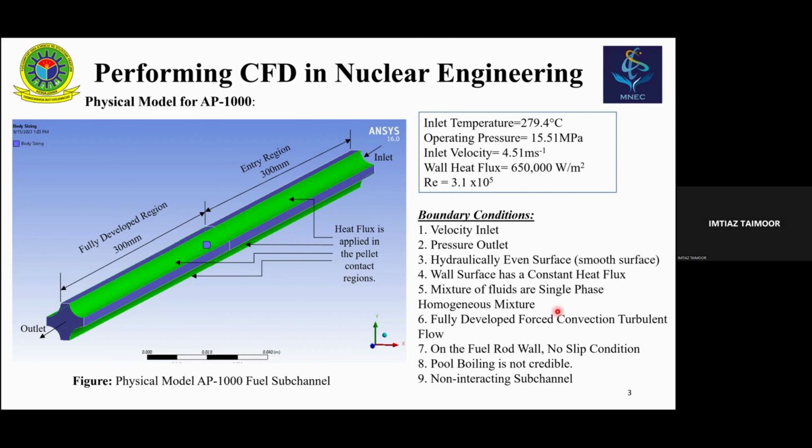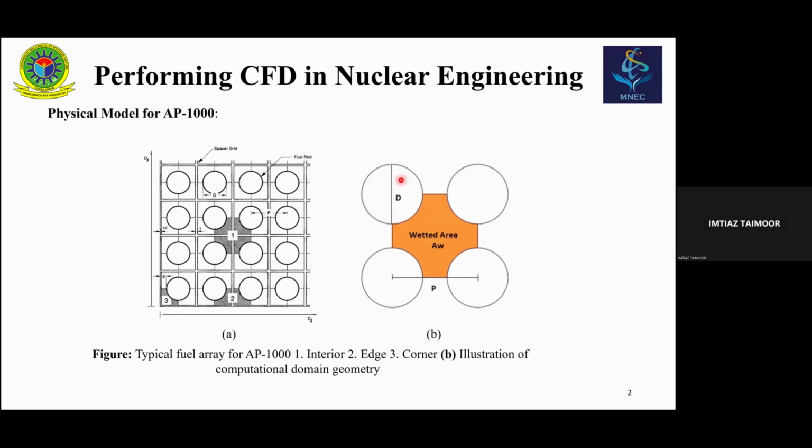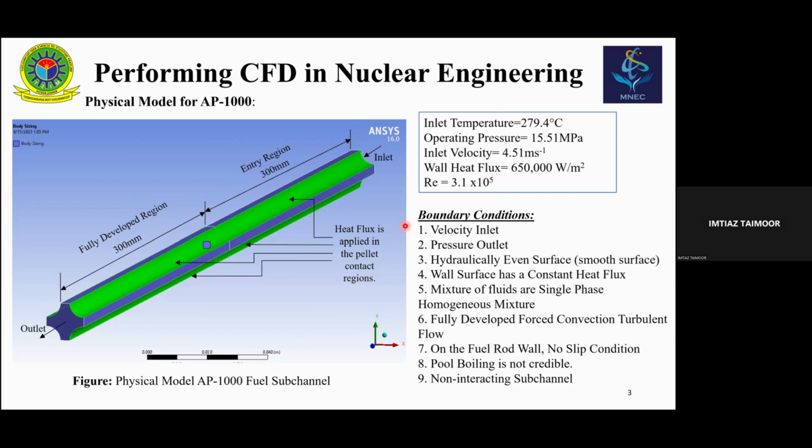And we have said forced convection. That means water is flowing at a very high speed, so the convection is forced. And the turbulent flow, and on the fuel rod wall, no slip condition. This is our fuel rod, and on this wall there is no slip condition. If we consider a slip condition, that means whenever the fluid or the water comes in contact with this pellet, it will slip. But here we are considering no slip condition.